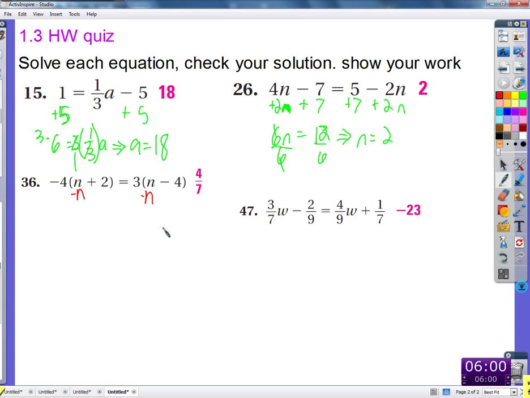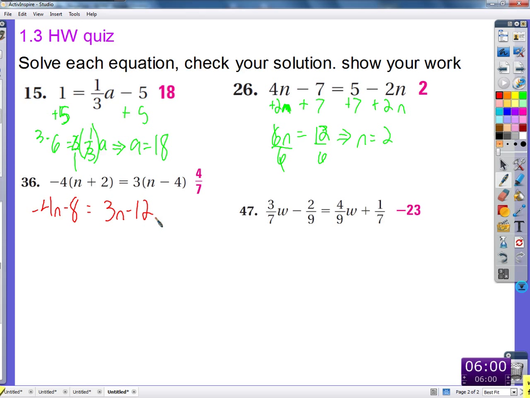But those aren't worth the same thing, are they? This is worth negative 4 times that. This is worth 3 times that. You have to distribute before you can start manipulating those things. So we'll distribute: negative 4n minus 8, 3n minus 12. And we just have, it's the same thing as 26, don't we? Variables on both sides.